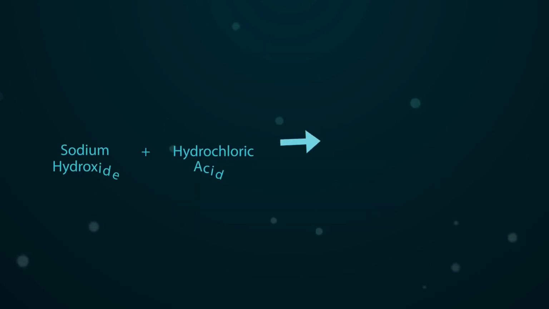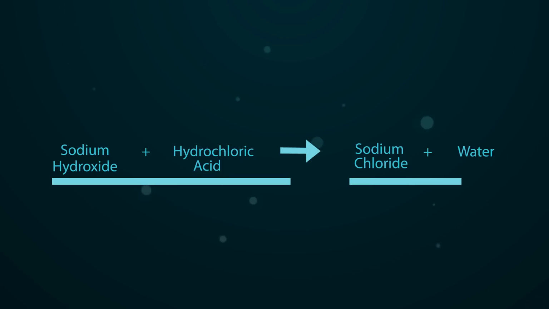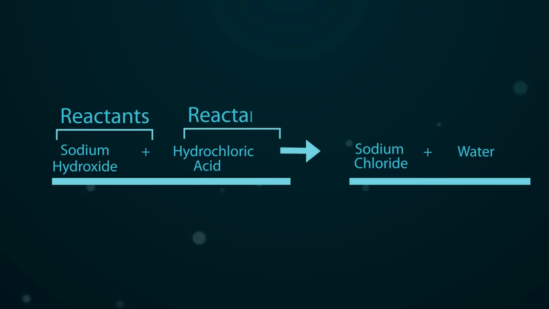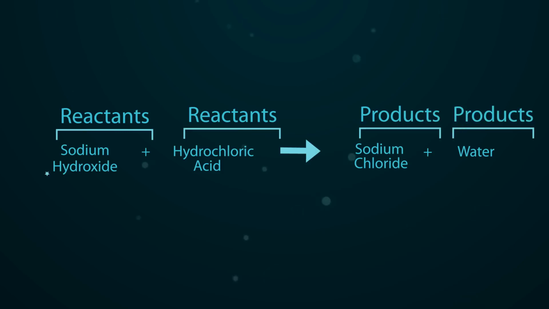Let's look at a word equation. This is a way of summarising a chemical reaction. For example, the neutralisation of hydrochloric acid with sodium hydroxide. We would write sodium hydroxide plus hydrochloric acid, then the arrow, sodium chloride plus water. The plus sign indicates that there is more than one reactant or product on each side of the equation, and you'll note that the reactants are on the left and the products are on the right.